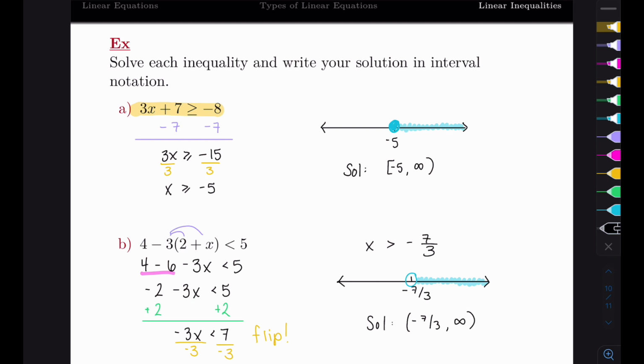Okay. If you want to check yourself with these, it's a little bit harder to do, but one thing you could try is if you pick something in this interval and plug it back in, you could see that it gives you a true statement. So like if I plug in 0, which is a number over here, it would satisfy the inequality. And if I pick something on the other side, I should end up with something that's not a true statement. So it's not a super easy way to check, but it works. Let's just do one more of these.